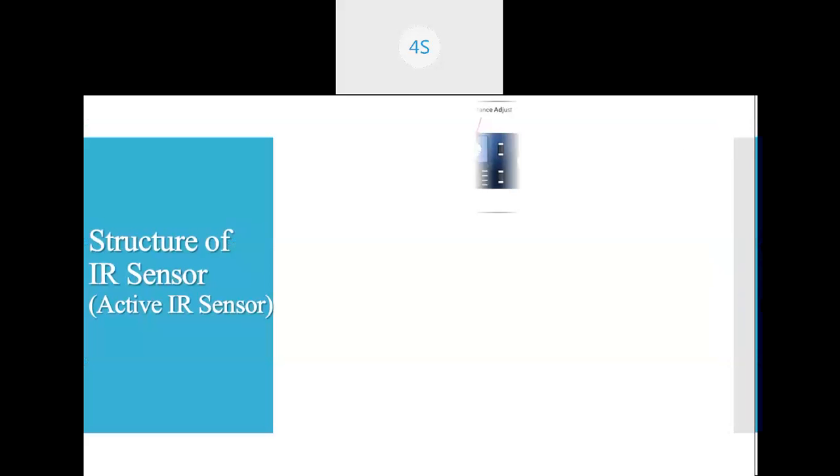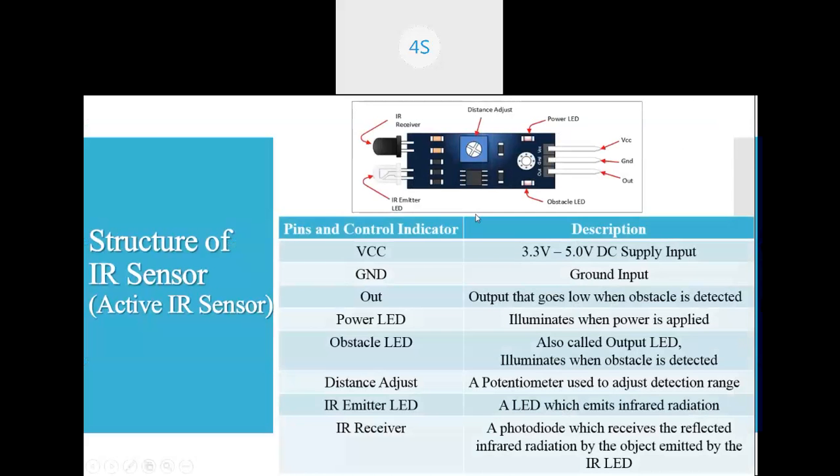The structure of an IR sensor, active IR sensor. Here you can see there are three pins. The VCC, which provides a 3.3 volt to 5 volt DC supply to this IR sensor. GND is the ground input. The OUT or V output is the pin that is used to provide the output that goes low when the obstacle is detected.